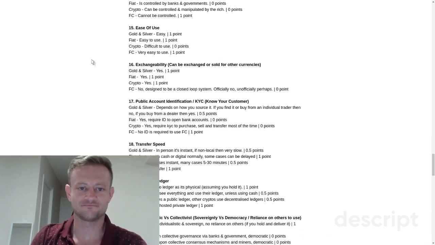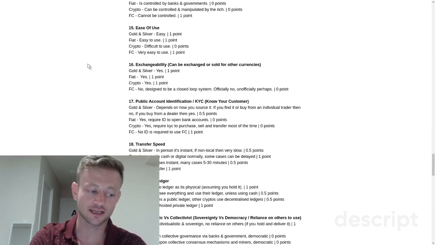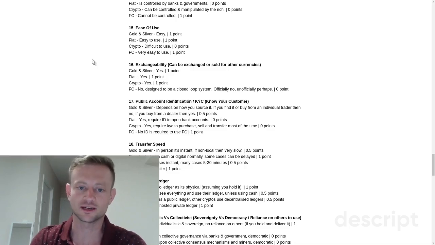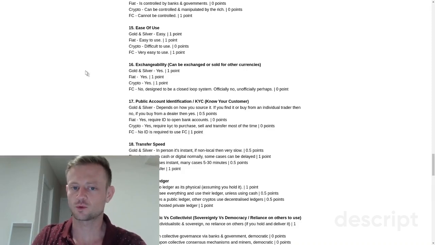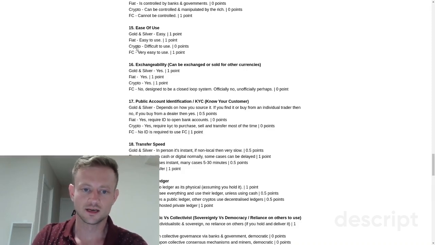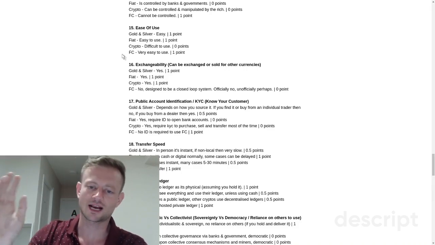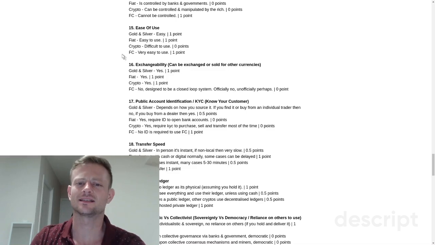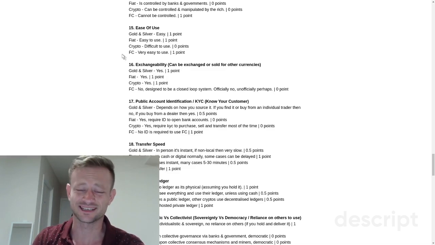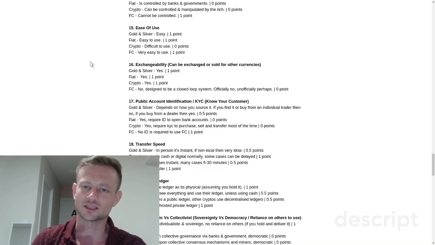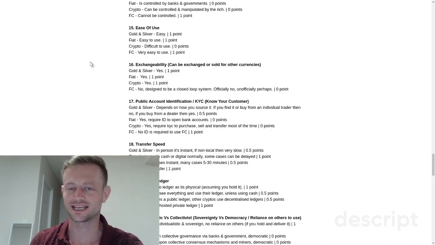15, ease of use. Gold and silver, very easy. Fiat, very easy to use, a bank account and cash. You don't need to learn much to be able to do that. Just for using, obviously; understanding everything behind it is quite complex and abstract. Crypto, very difficult. There's graphs everywhere. There's all these KYC and exchanges. It's a big learning curve to get into it. Sure, it might be getting easier, but still, for most people, it's too hard. Freedom credit is designed to be very easy. I want it to be as easy as a bank account, perhaps even easier than that.